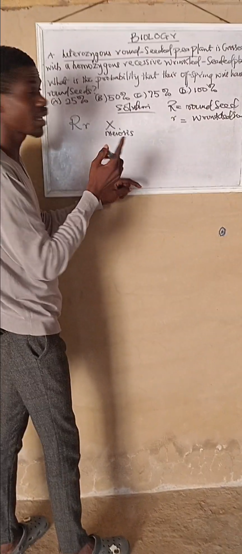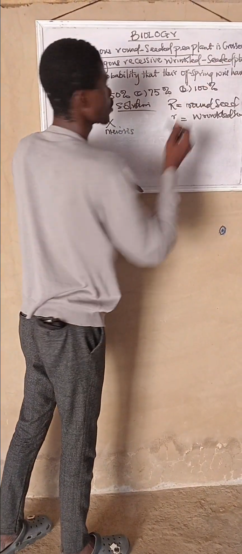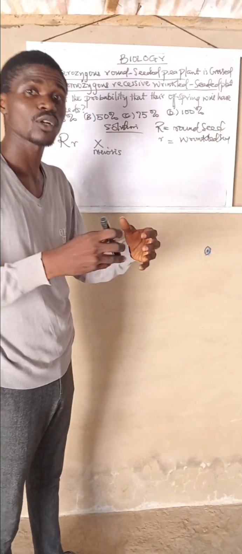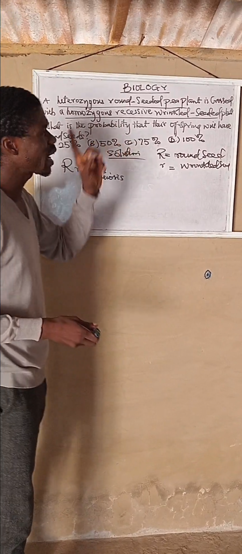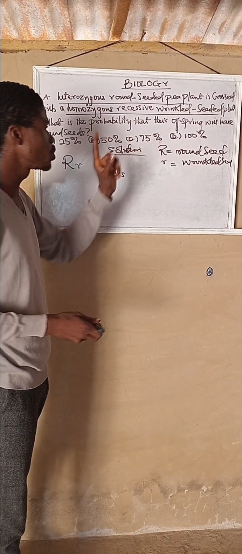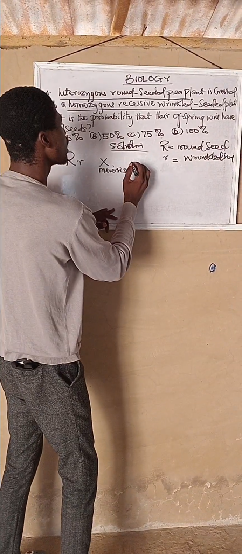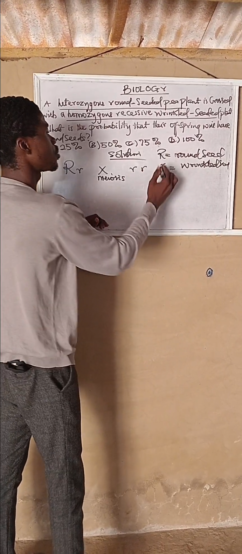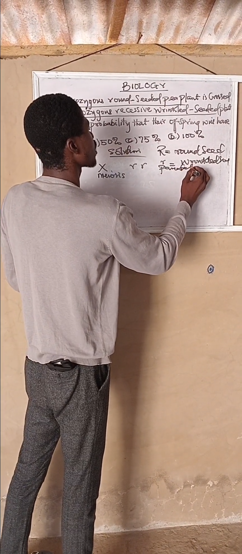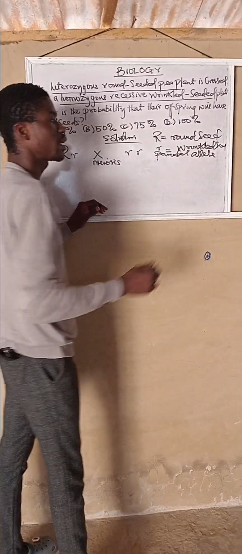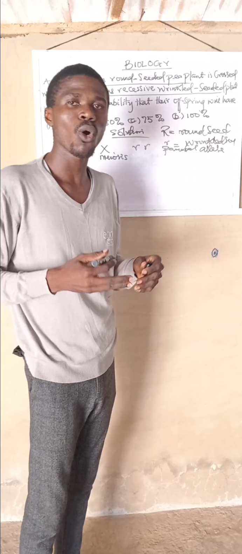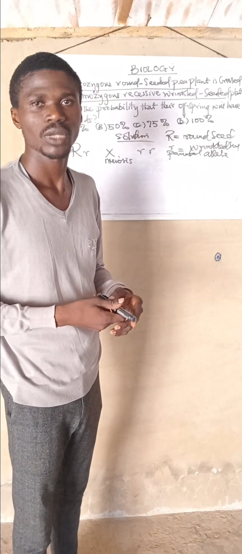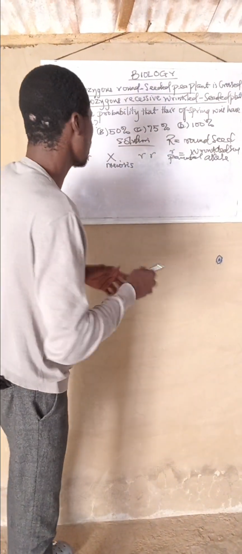The other parent we have here is the homozygous recessive wrinkled. Homozygous simply means a character of the same set of genes, and we are given the condition here that it is recessive. So the recessive nature of this particular character is going to be the lowercase r, that is r and another r. This is the second parent, the parental allele. An allele means an alternative form of a gene, or a pair of contrasting genes which controls a particular character.